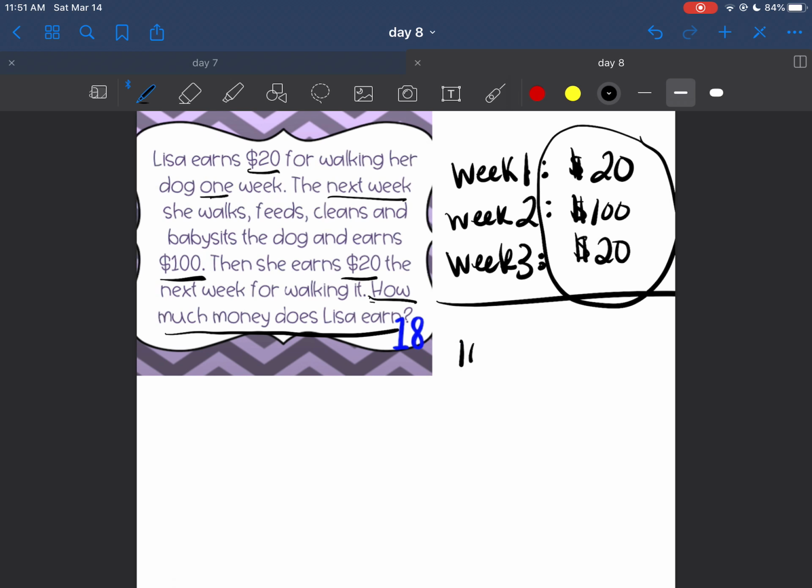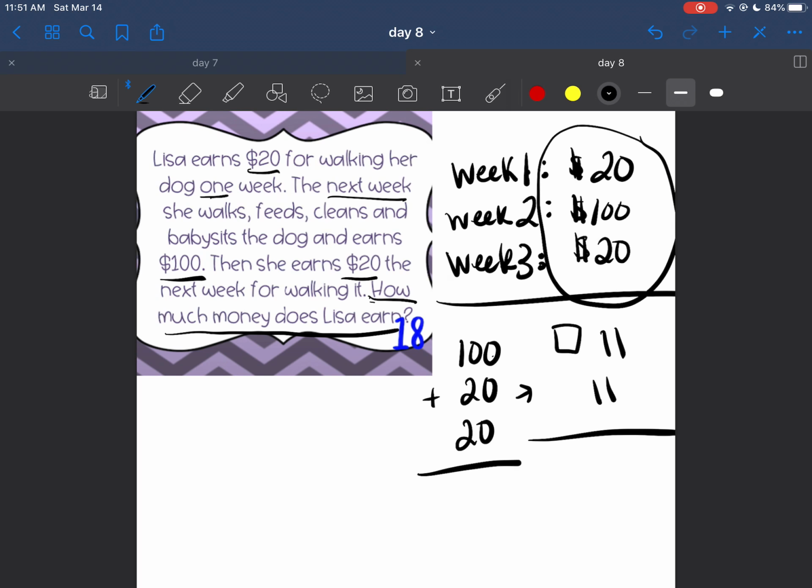So we're going to add 100 plus 20 plus 20. I'm going to go over here and use base 10 to model. 100, 0 tens, 0 ones, 2 tens, 0 ones, 2 more tens, 0 ones. 0 plus 0 plus 0 is 0. 4 tens and 100. So altogether, Lisa earns $140.